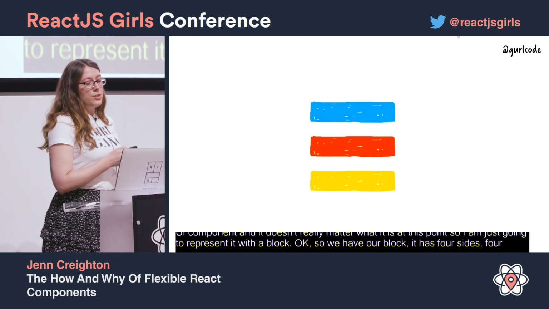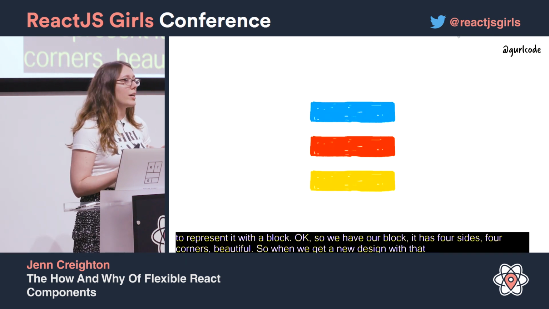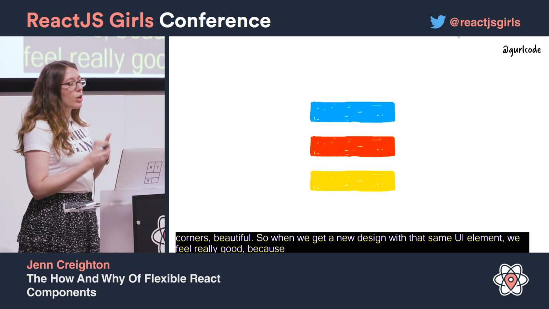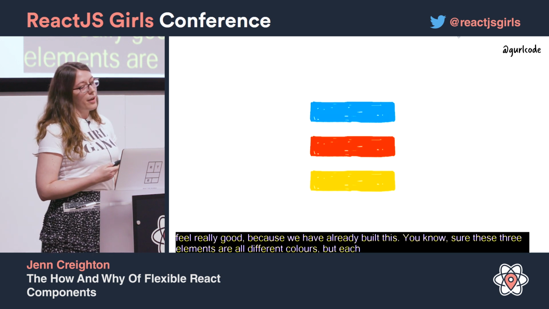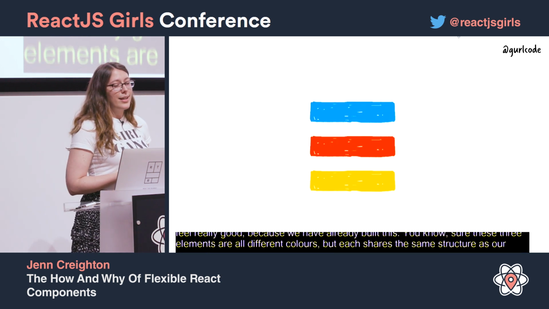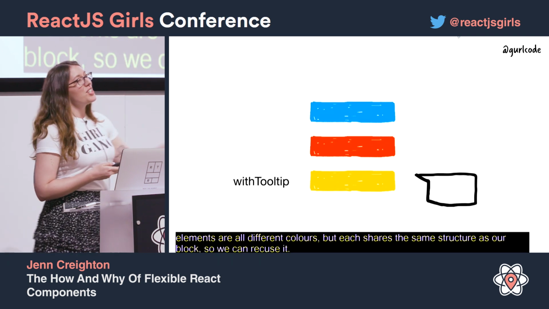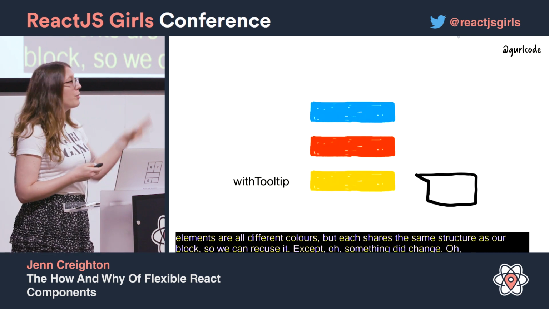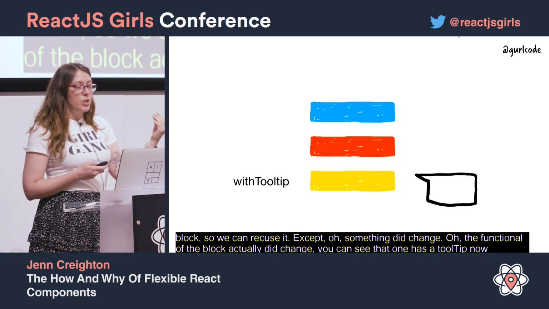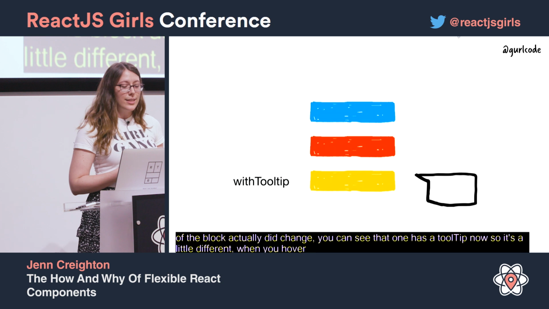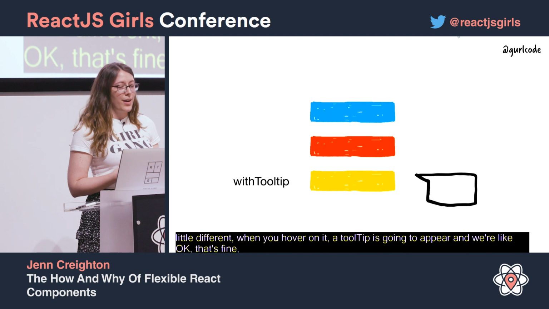Beautiful. So when we get a new design with that same UI element, we feel really good because we've already built this. Sure, these 3 elements are all different colors, but each shares the same structure as our block. So we can reuse it. Except, something did change. So the functionality of the block actually did change. You can see that one has a tooltip now, so it's a little different. So when you hover on it, a tooltip is going to appear, and we're like, OK, yeah, that's fine. Sometimes it's got a tooltip, so we're going to add a with tooltip prop to signify that.